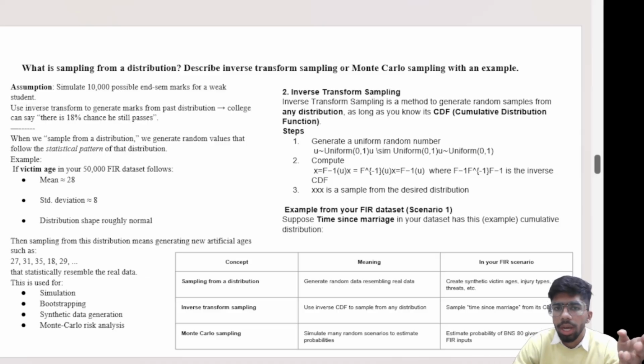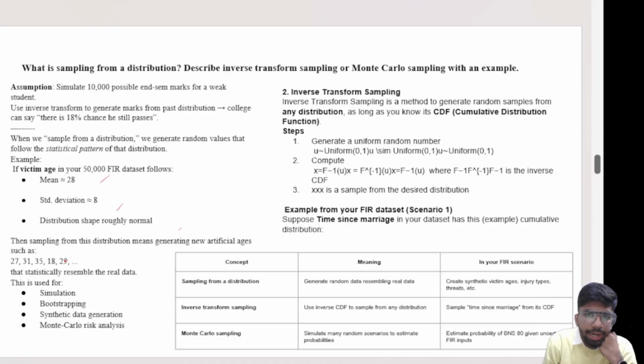In my slide, I have shown that if victim age follows a distribution with mean equal to 28, standard deviation of 8, and roughly normal shape, then sampling from the distribution might generate ages like 27, 31, 35, 18, 29. These values are not copied, they are synthetic, but they follow the same statistical behavior. This technique is used for simulation, bootstrapping, synthetic data generation, and Monte Carlo risk analysis.